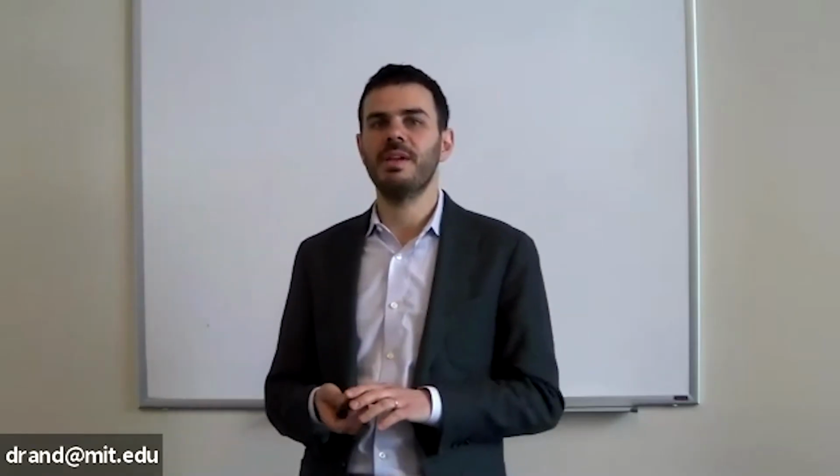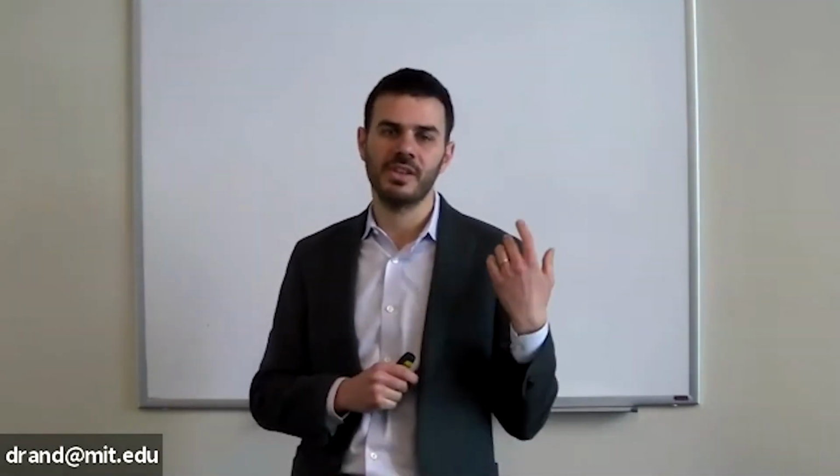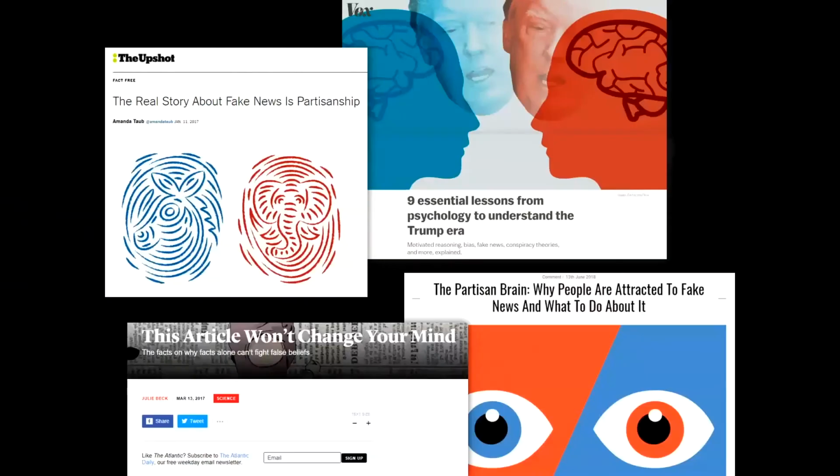So starting with the basic science question, there's a sort of dominant narrative in both the popular press and the academic literature, which is captured by headlines like this: the real story about fake news is partisanship, the partisan brain, things like that. And this line of argument says, for these headlines that it seems like people should be able to figure out aren't true or aren't reliable, the reason they fail to do so is because your reasoning abilities get hijacked by your partisan identity. And instead of using reasoning to uncover the truth, you just use it to entrench your beliefs and protect your identity. And that could be the case, but it's not the only possibility.